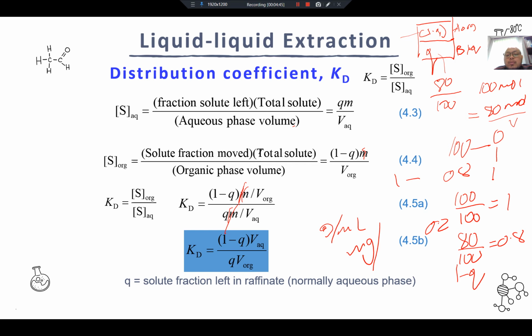So the simple equation is 1 minus Q over V organic, Q over V aqueous. Because we want to simplify further, we don't want to have a division inside a division, we can just inverse it. So it becomes 1 minus Q V AQ, and then we divide by Q V organic. So this is how it gets simplified.